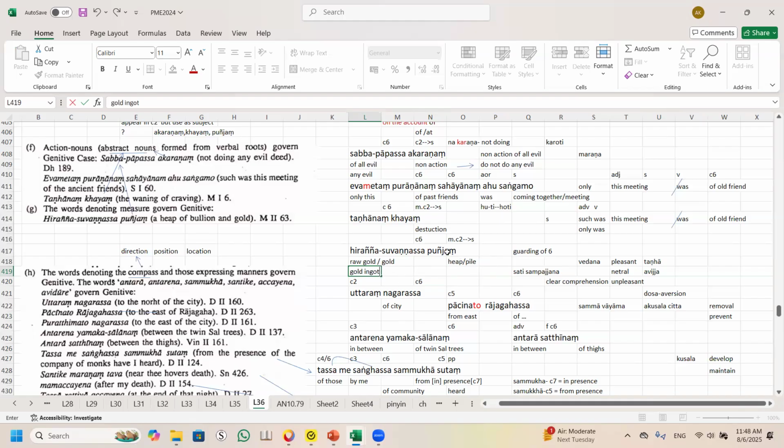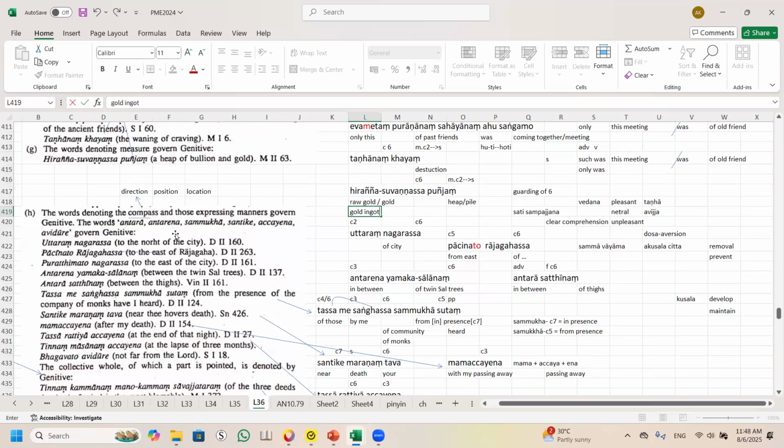So technically this is the word: can you see a heap or a pile of raw gold and gold? Because this and this form a dvandva compound. So you will end up with a heap of, whether you put bullion or whatever, it doesn't matter. That is only a minor problem, because whether you put gold ingot or raw gold or whatever, it's not the main issue. Okay, we will move to this one.